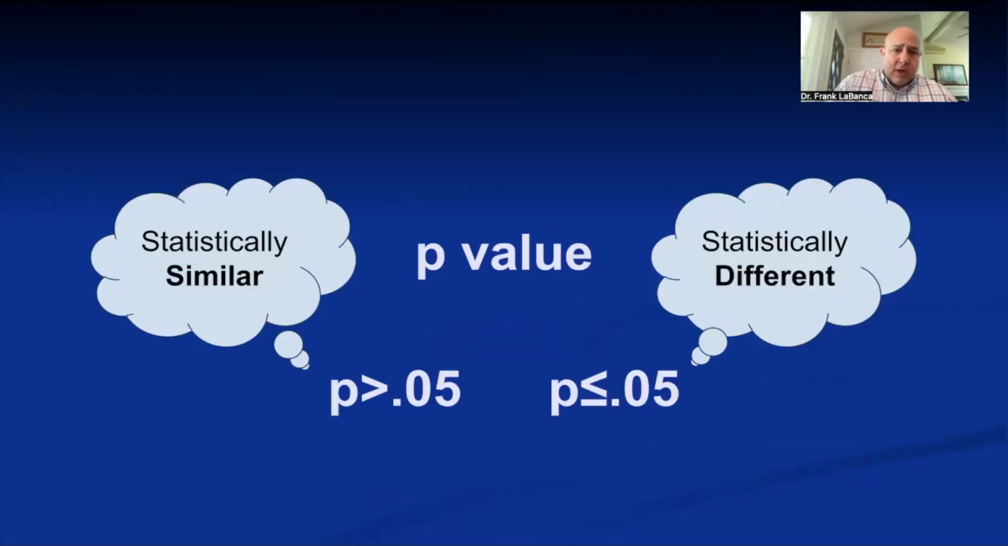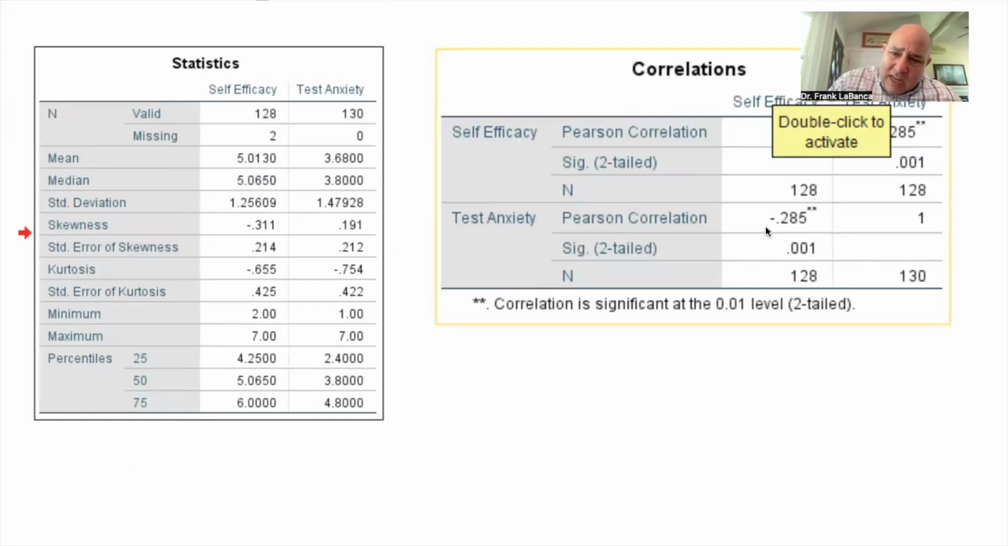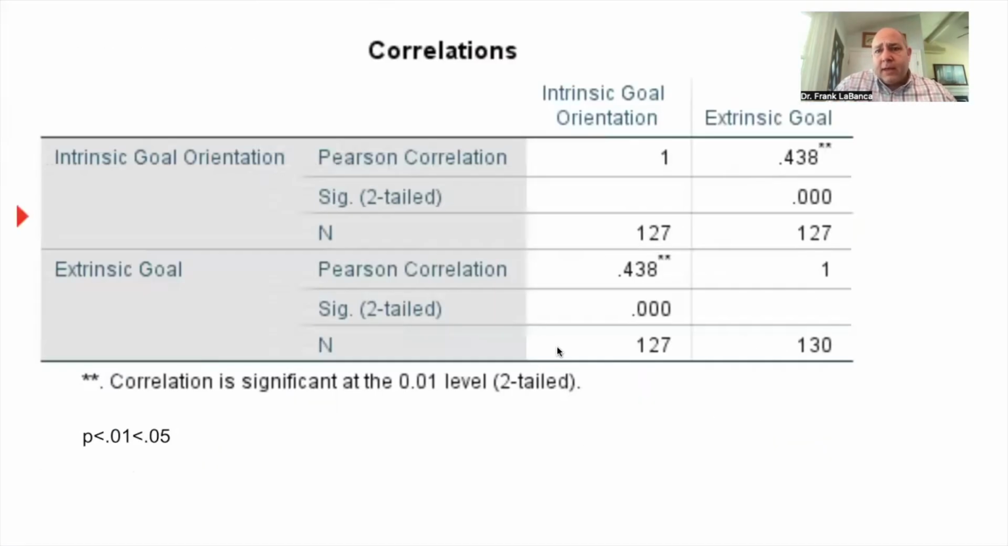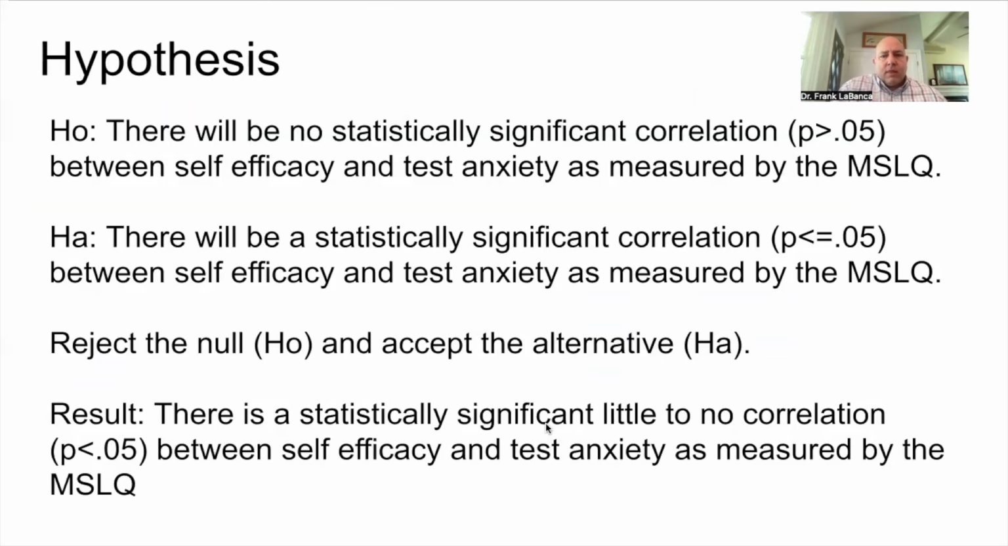And so if you remember from here, the correlation is negative 0.285. And so we find negative .285 is down here, which interprets as little, if any, correlation. So when we go back and we put the language in, there is statistically significant little to no correlation between self-efficacy and test anxiety as measured by the MSLQ.